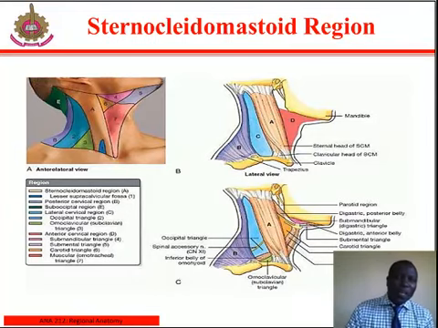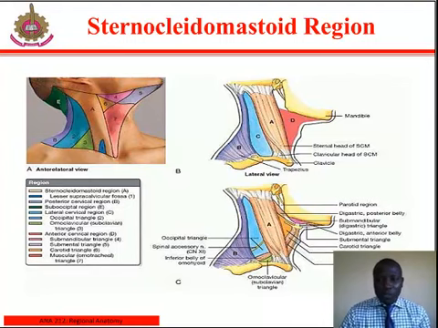Sternocleidomastoid region. The sternocleidomastoid muscle visibly divides each side of the neck into anterior and lateral cervical triangles. The region between these triangular regions, corresponding to the area of this broad strap-like muscle, is the sternocleidomastoid region.